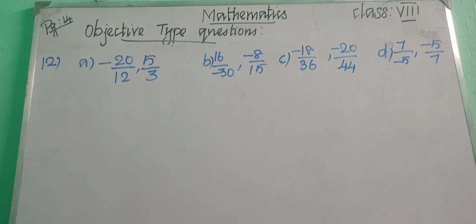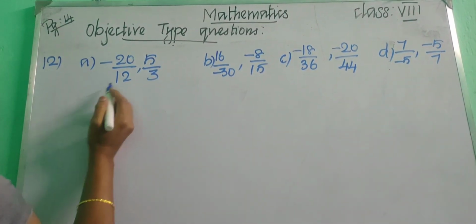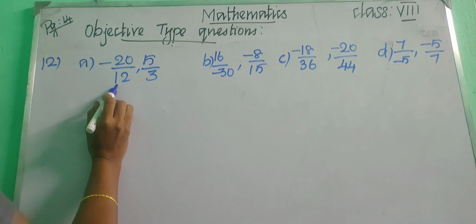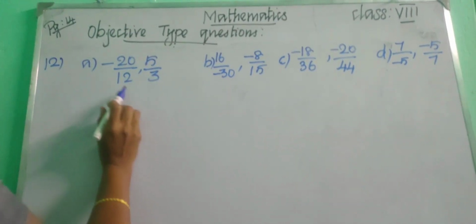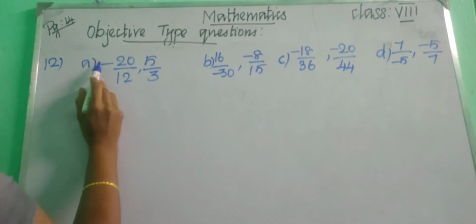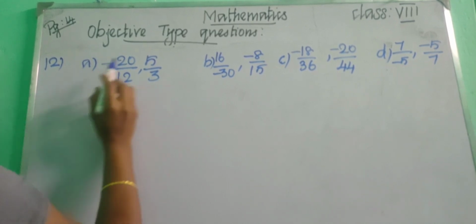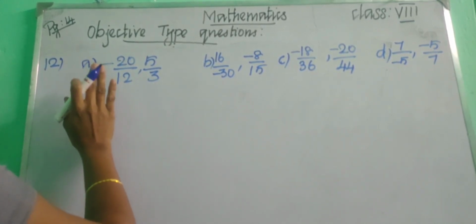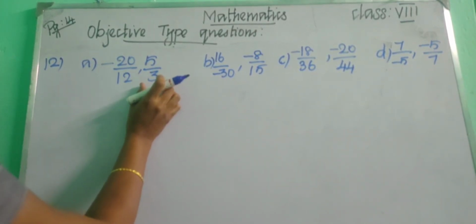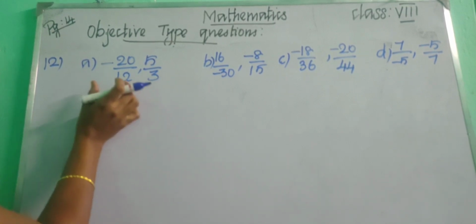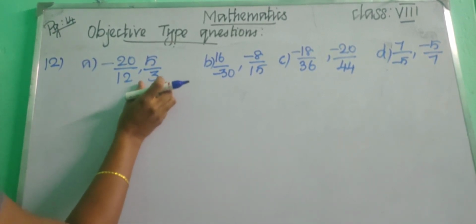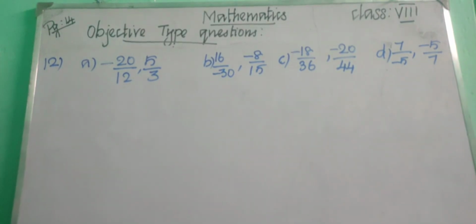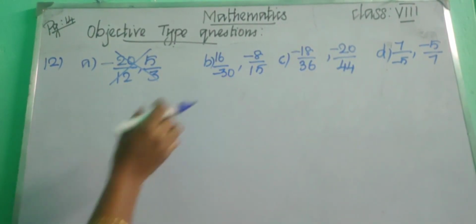See the first option, option A, minus 20 upon 12, comma 5 upon 3. First of all, we are having negative in one fraction, and in the other we are having positive, okay. So this one is a negative rational number and this one is the positive rational number. So it can't be an equivalent rational number, okay children. So we can strike it out. Let us see the next one.